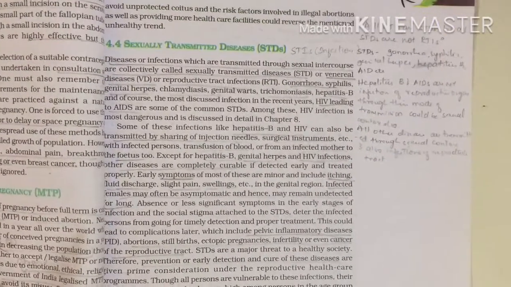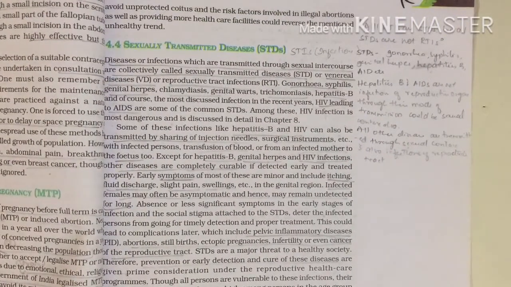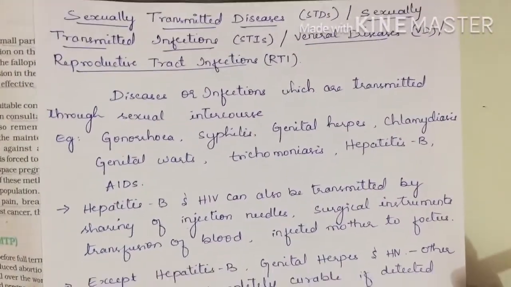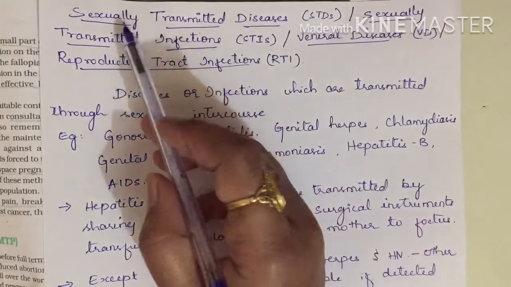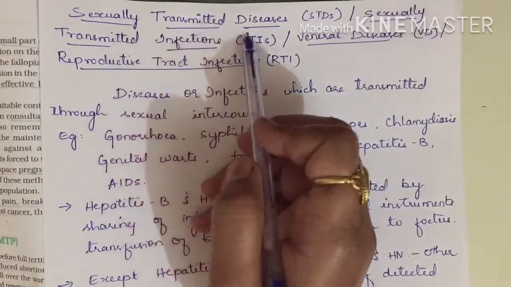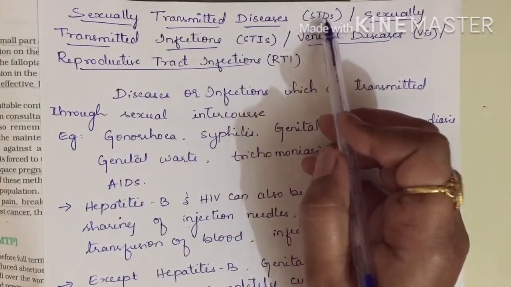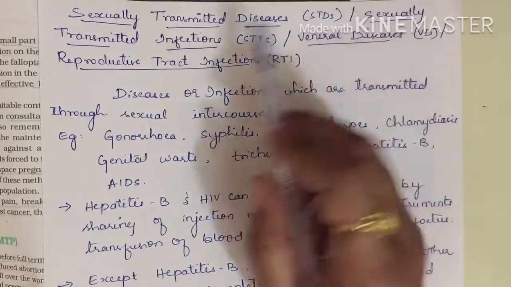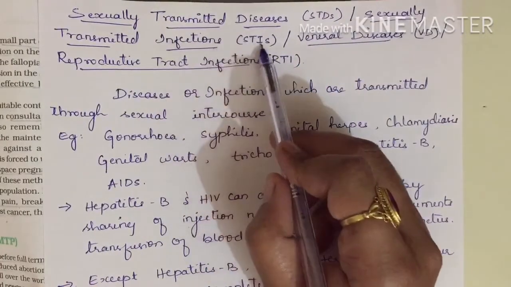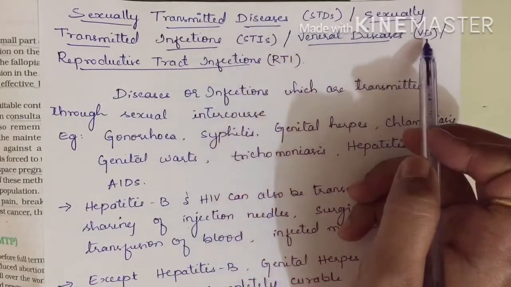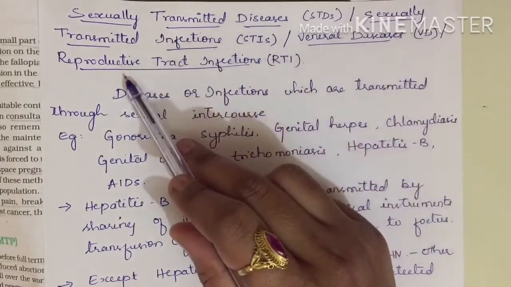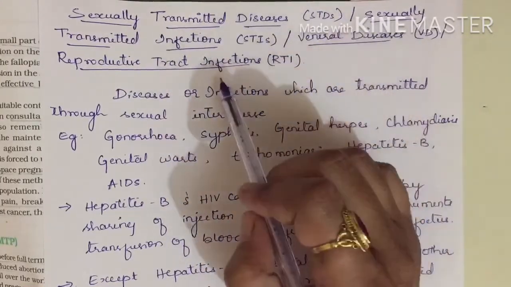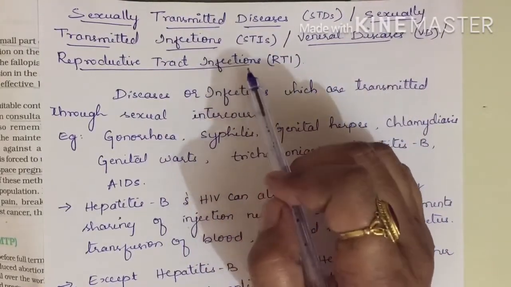So I have prepared a note of it. First I shall discuss that one. It's a very small topic, very important, and easy to understand. Here I have given sexually transmitted diseases, which is called STD. In short, STDs, or it is also called sexually transmitted infections, STIs, or venereal diseases, or even reproductive tract infections. These are the different names for STDs. So with this we shall start.